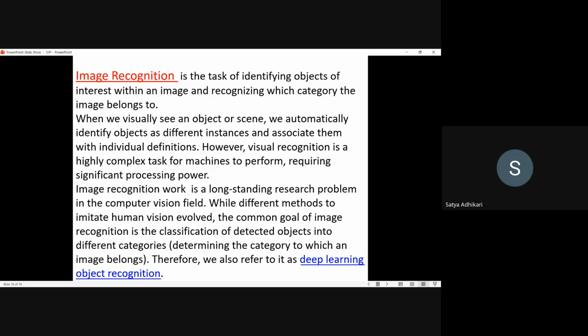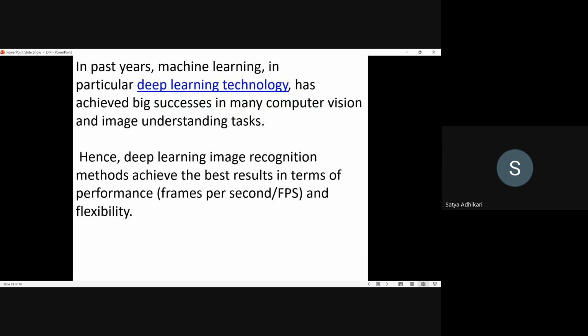While different methods to imitate human vision are involved, the common goal of image recognition is the classification of detected objects into different categories, determining the category to which an image belongs. And therefore, we also refer to it as deep learning object recognition. In past years, machine learning, particularly deep learning technology, has achieved big success in many computer vision and image understanding tasks. Hence, deep learning image recognition methods achieve the best results in terms of performance, frames per second (FPS), and flexibility.